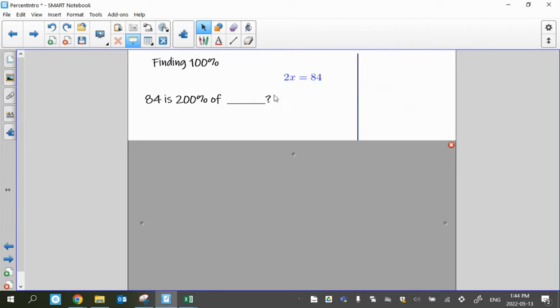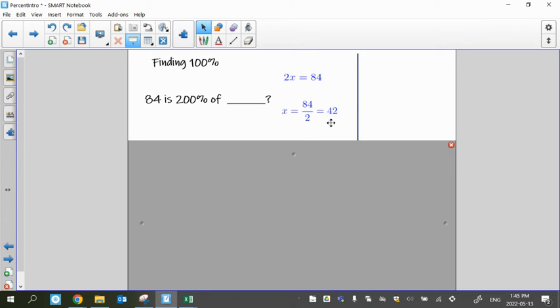Why 2? Well, 2 is 200% written in decimal form. So we realize that for 200, the decimal point is after the second zero. We make it 100 times smaller and we get 2. So this is our equation, which is pretty friendly. Now all we have to do is divide by 2 and we arrive at our answer of 42.